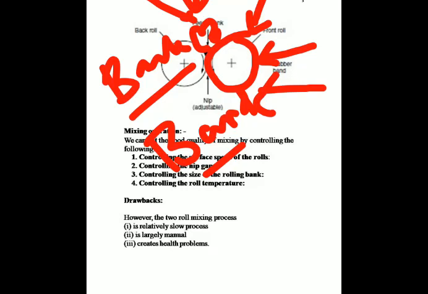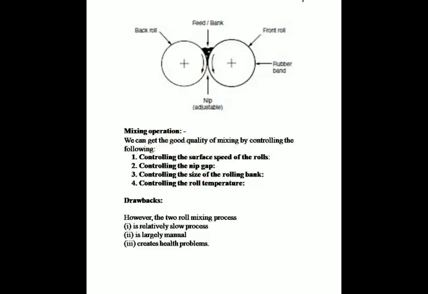Once good distribution and dispersion is achieved, the entire batch can be removed from the mill by cutting across the full width and pulling up the batch as a continuous sheet. So this is the operation by which the compound ingredients get mixed with the plastics, and finally we get the compounded plastics.